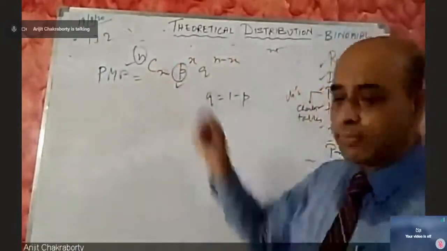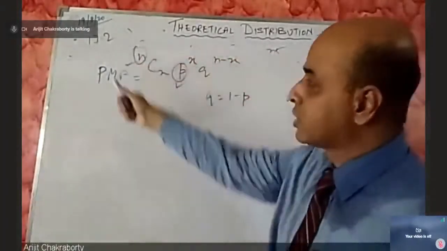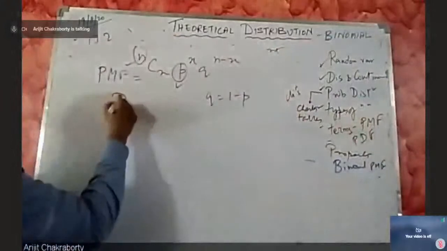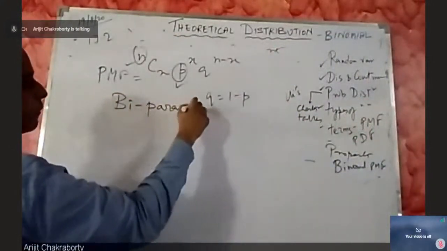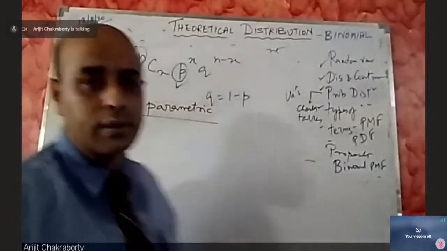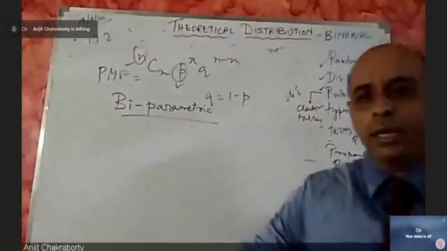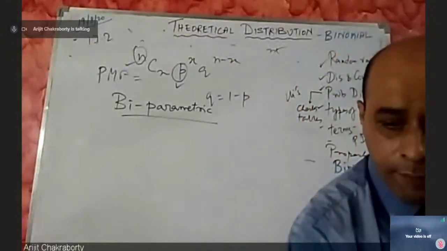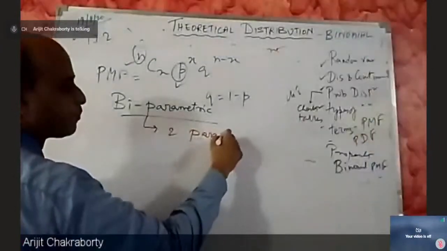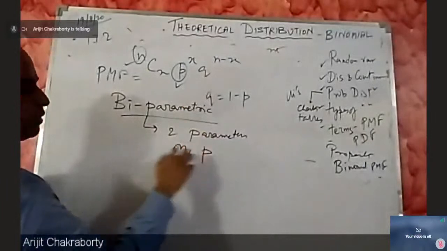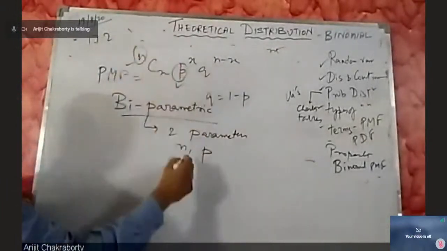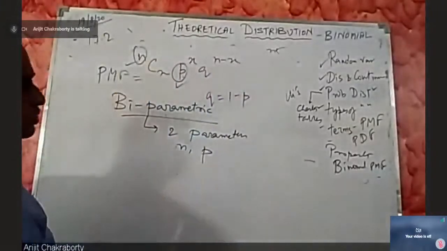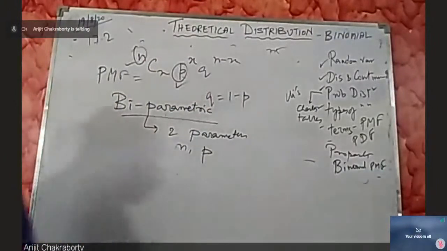Right? So, if you talk about the theoretical part here, this type of distribution, the binomial distribution, is also known as biparametric. What does biparametric mean? Bi means 2. Parametric means parameters. So biparametric means it has 2 parameters. What are the 2 parameters? N and P. If you know N and P, then you get the full probability mass function. Therefore, N and P are the 2 parameters, and that is why it is called biparametric.